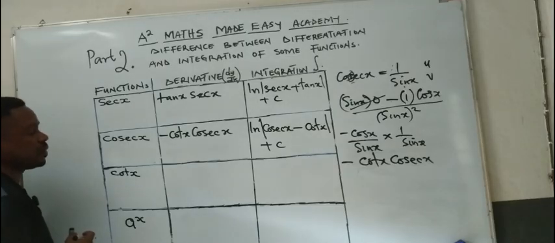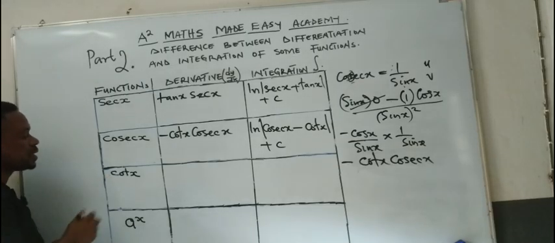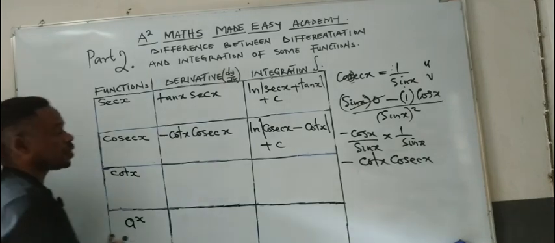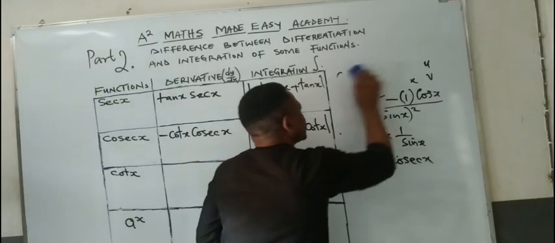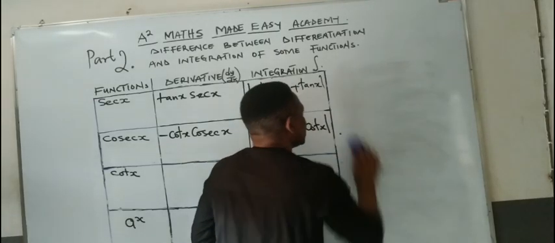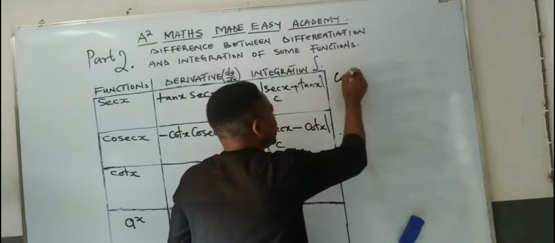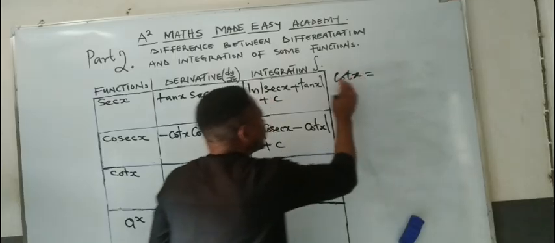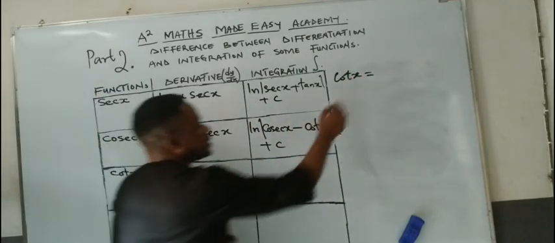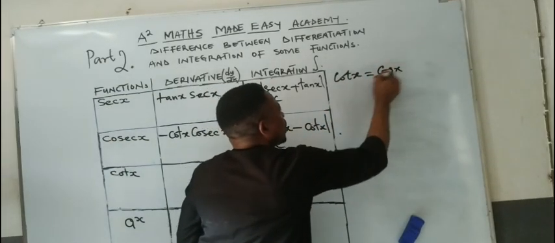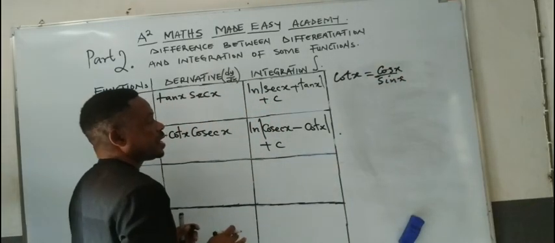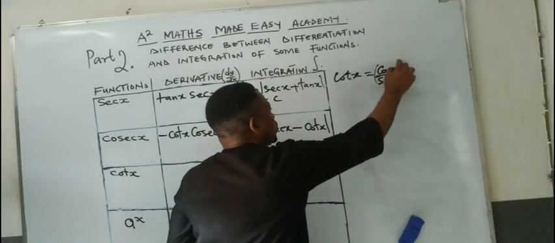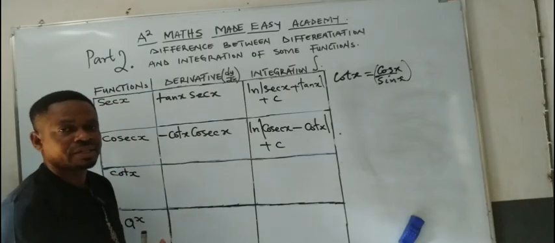Can we move ahead now? Then the next one is, how do we differentiate cot x and how do we integrate cot x? Let's start with cot x. I want you to watch. Now cot x is given like this. Remember, by trigonometry, cot means cos x all over sine x. This is trigonometry. And this thing has produced to us what we call quotient differentiation.